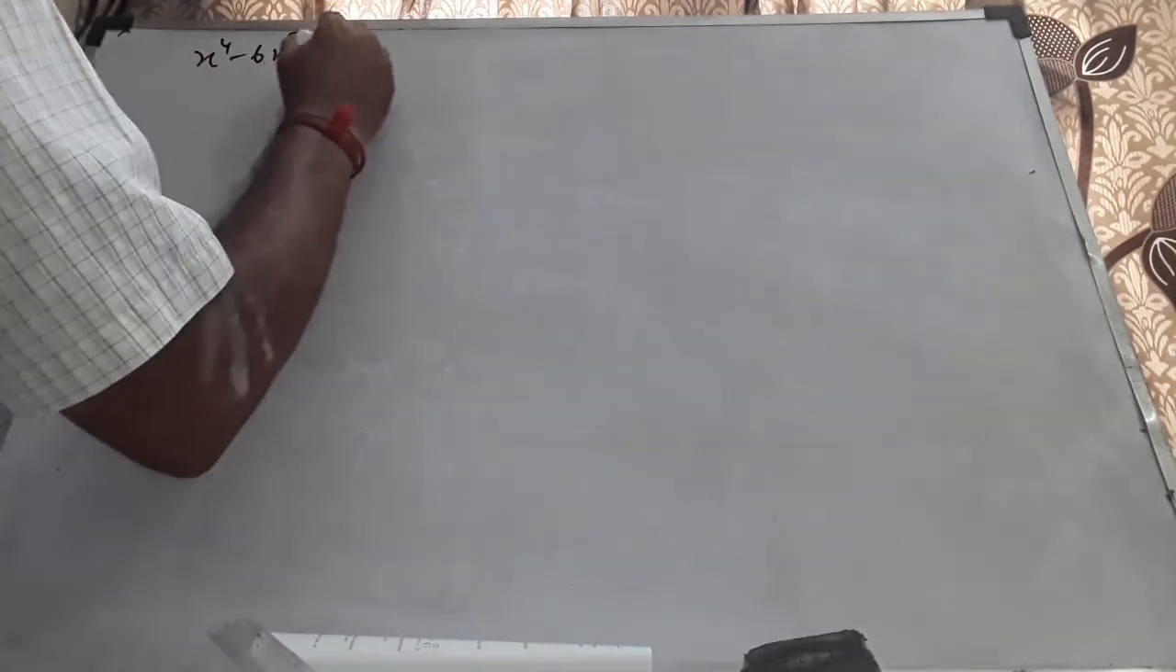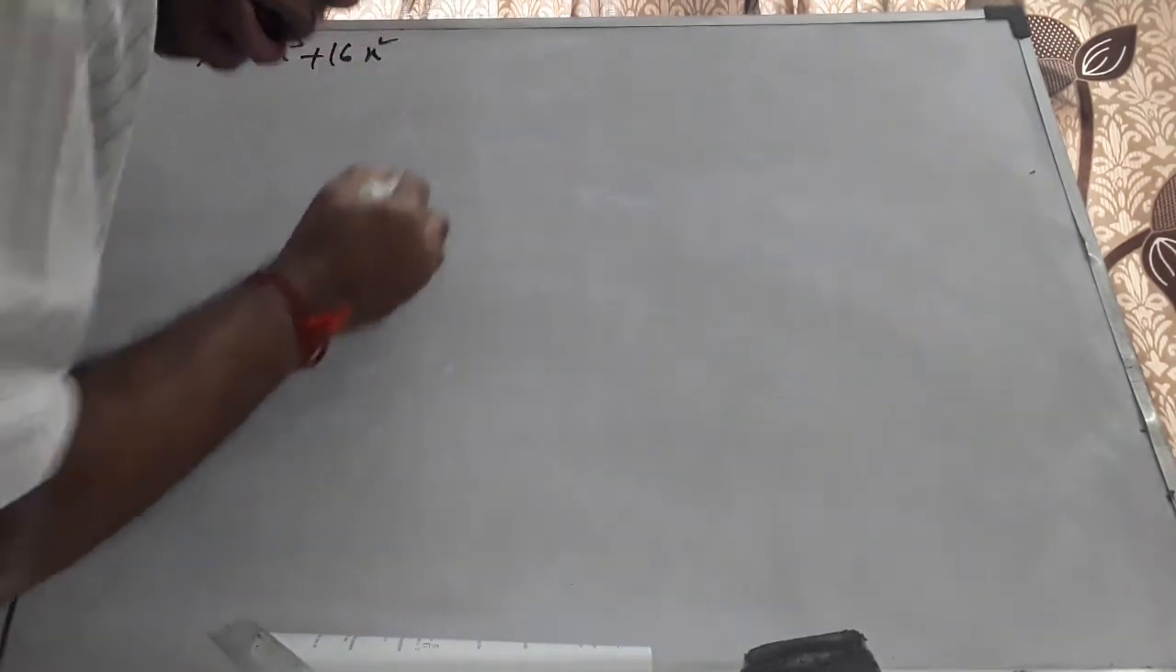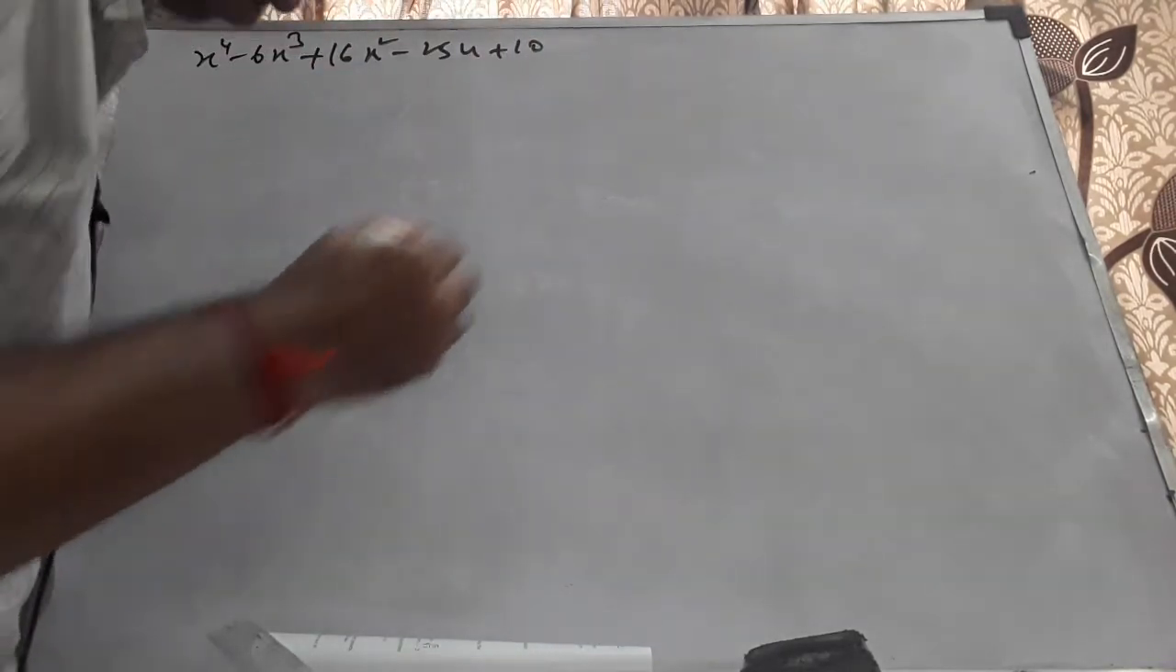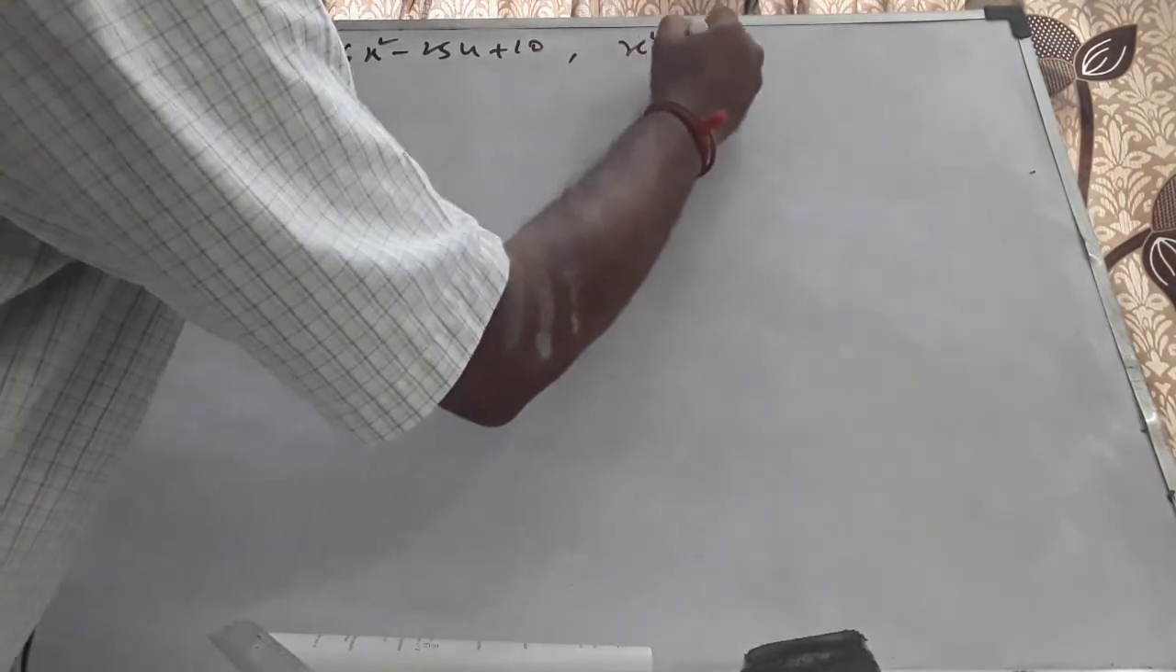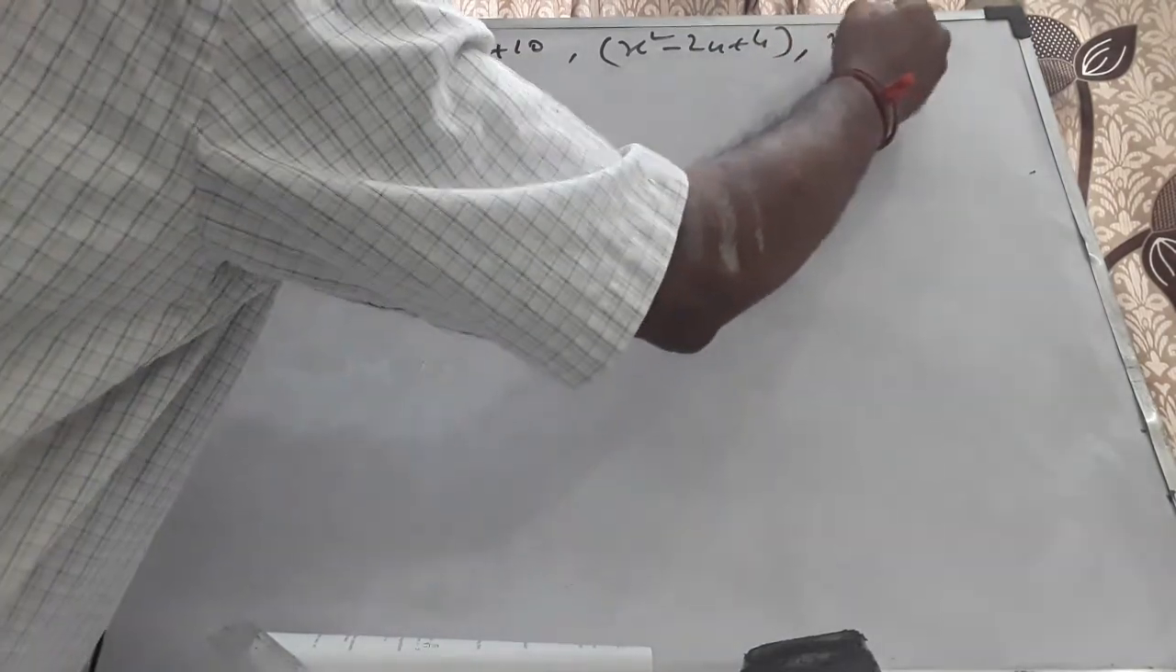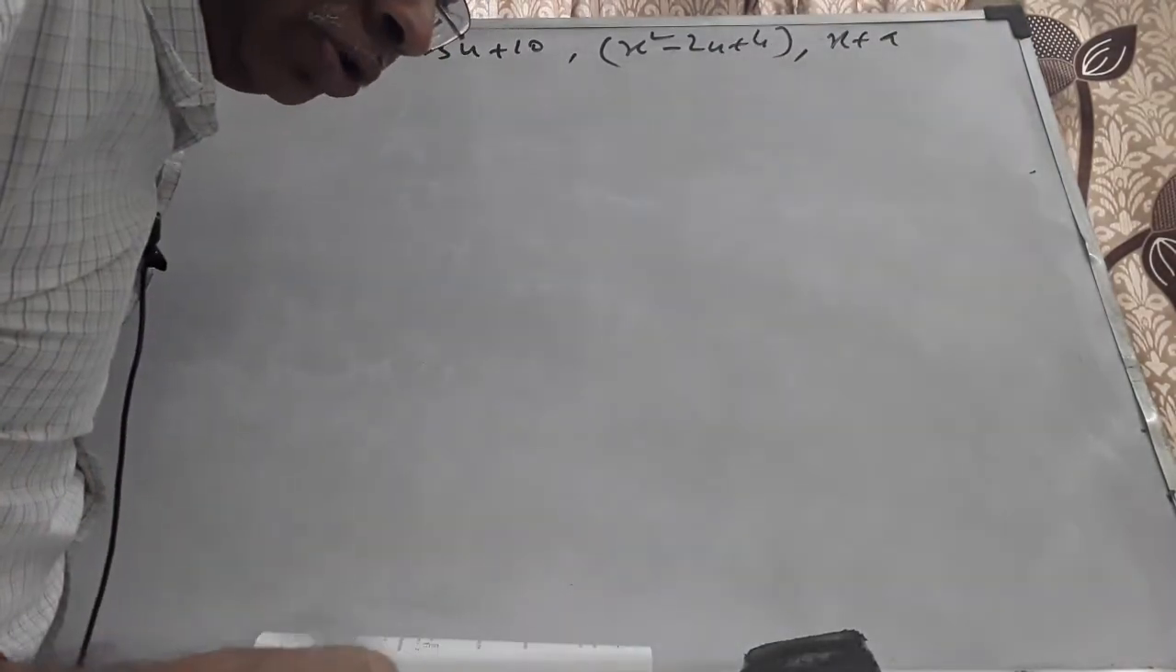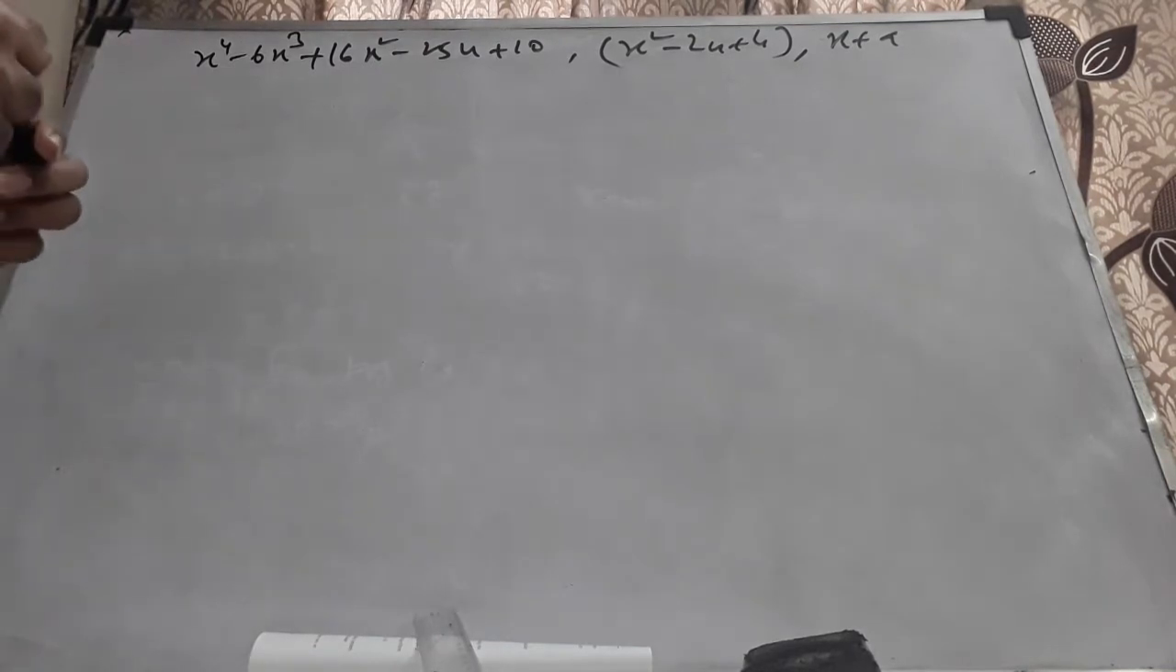Okay, we'll do one more problem. Just see what is given over here. Next problem goes like this. If the polynomial x power 4 minus 6x cube plus 16x square minus 25x plus 10 is divided by another polynomial x square minus 2x plus k, then the remainder happens to be x plus a. You need to find the values of k and a.